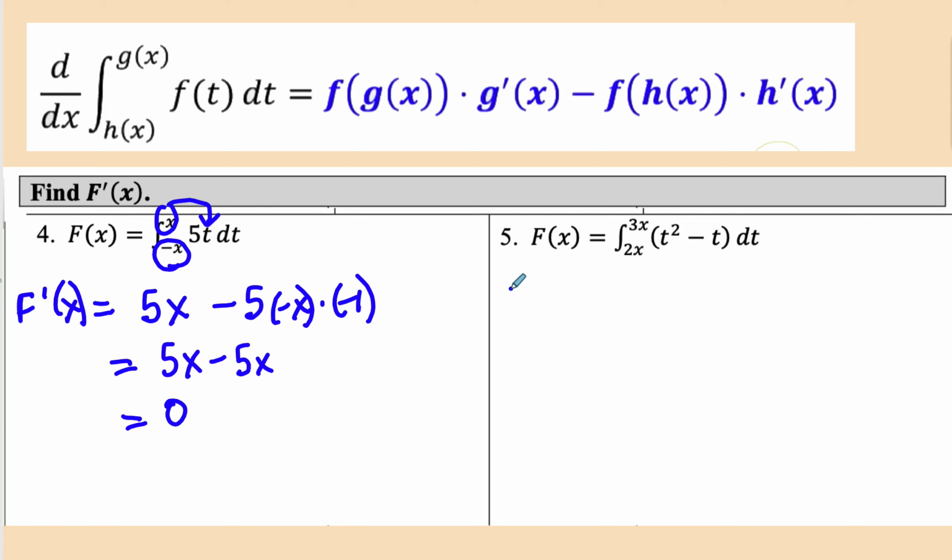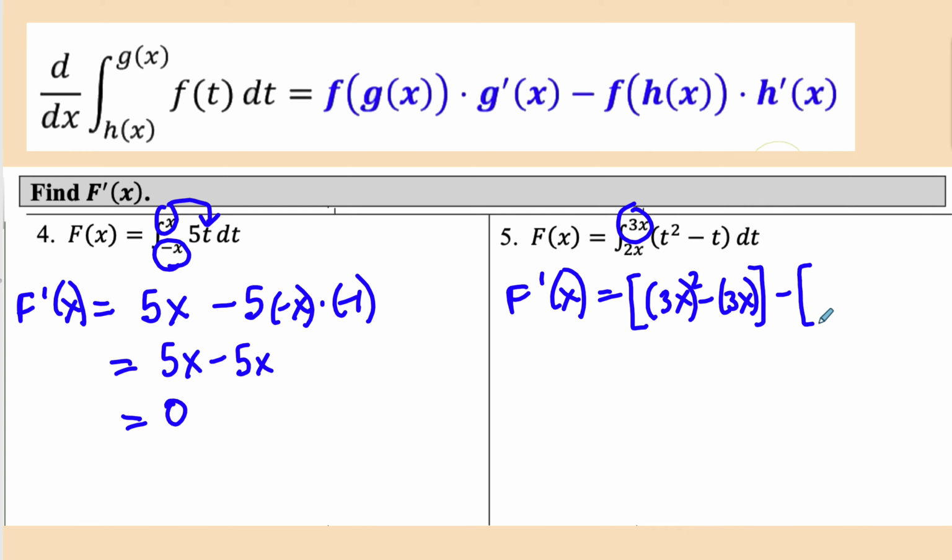Over here, f prime of x, and again, you want to keep the same function, but you want to insert this inside everything that's a t. So let me go ahead and do 3x squared minus 3x, and then minus, and then I'm going to insert the 2x into these. So then this is 2x squared minus 2x.